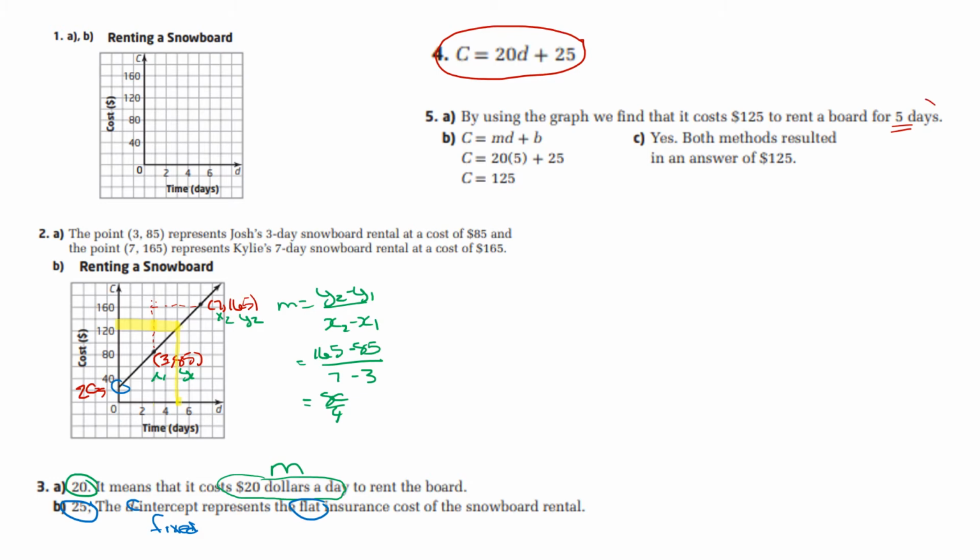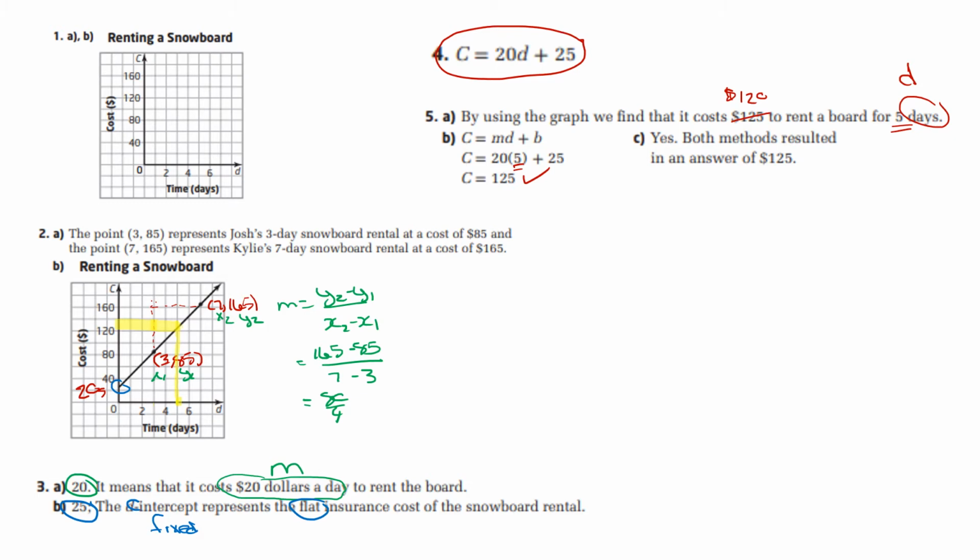It's got the word right after it, days. That's my clue that I'm subbing it in for D. I put it in here in the equation and I get 125. So 125 is the correct answer algebraically, and you might have got 120 when you were trying to guess with your graph, or maybe you got 130, but it doesn't matter.